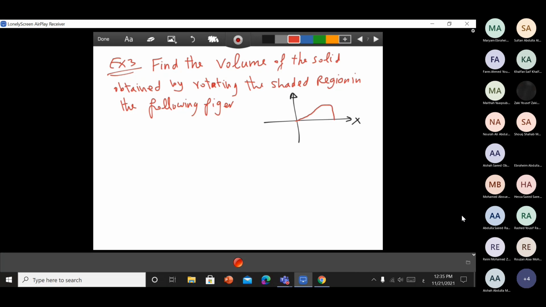This curve is given by, this is a shaded area he's asking you about, and the function is y equal to x squared minus x cubed, right? And as I told you, you have to think about rotating about what? Yes, about, in this case, the y-axis. Okay.